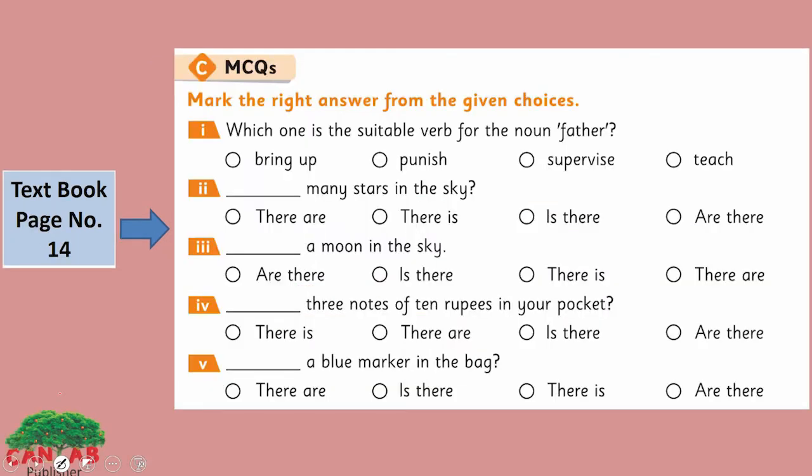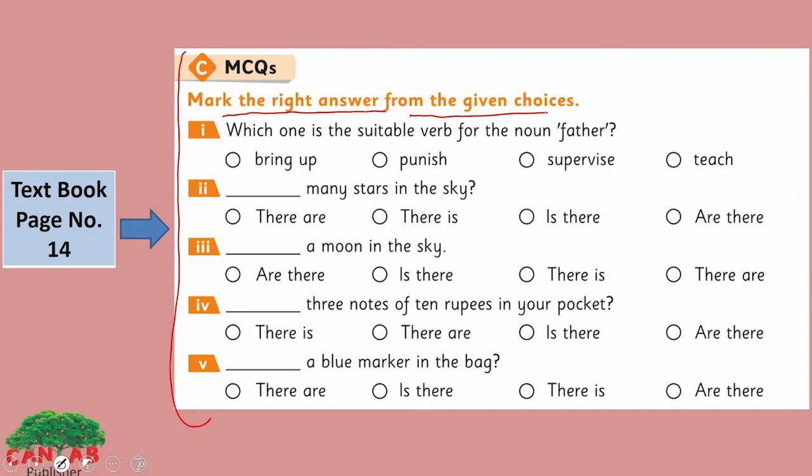Now look at page number 14. Here we have section C. The same exercise we did: mark the right answer from the given choices. For each sentence, you have to choose the right option. We have 4 options for each sentence. You have to choose the suitable one. This is from verb and noun, which we discussed in this lesson earlier.